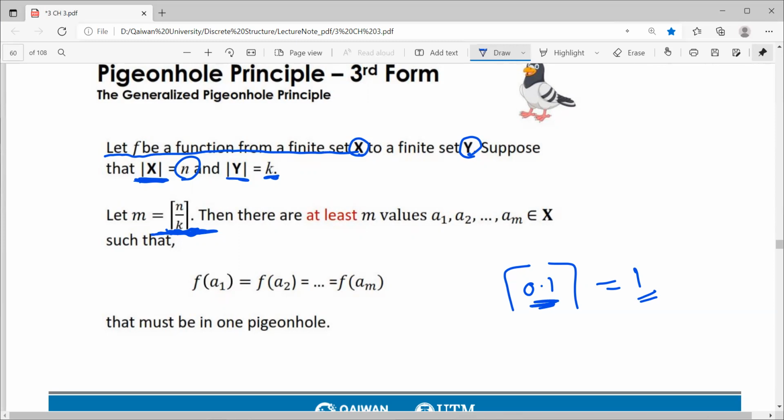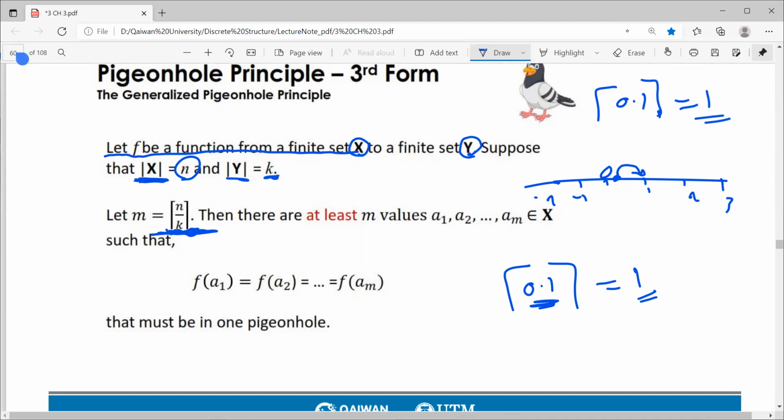What's the integer number which is greater than 0.1? It's 1. Look, here we have 0, 1, 2, 3, and so on, and -1, -2. If we take a point here between 0 and 1, what's the next integer number? It's 1. That means if we take 0.1, its least integer function is 1.